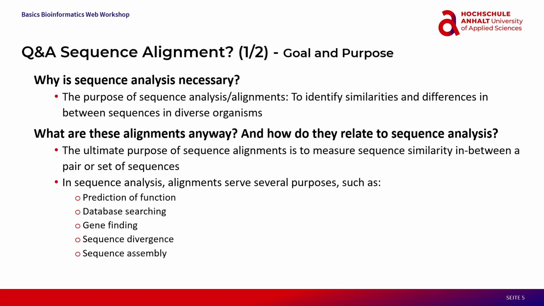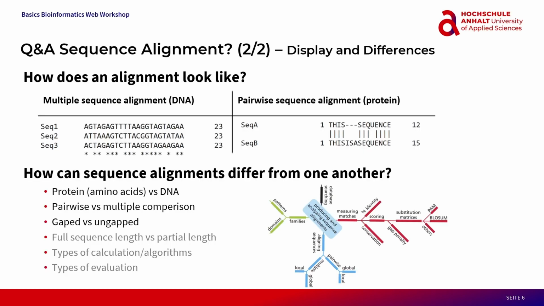Now that we understand the capabilities of sequence alignments, it may still be difficult to visualize what an alignment would look like. Well, let's take a look. So, as shown in the table, alignments can be constructed in various types. On the left side, there is a sequence alignment of 3 partial DNA sequences over a common length of 23 base pairs. As long as there are more than 2 sequences involved, we are talking about a multiple sequence alignment. Conversely, on the right side, we observe a pairwise amino acid alignment. In pairwise alignments, only 2 sequences are aligned.